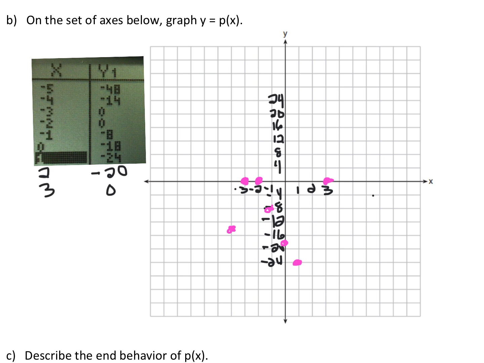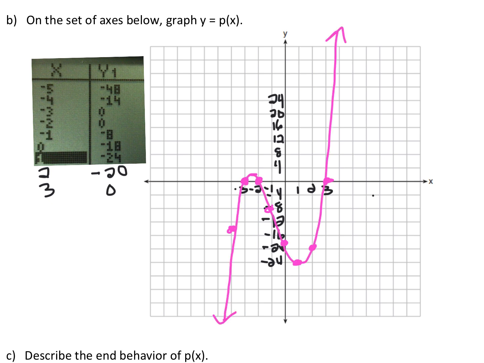And then at 4, we're at 42, which I can't fit on the graph, so I'm just going to plot these last couple points. Okay, so at 1, we're at negative 24. We just did that. At 2, we're at negative 20. So that's going to be right here. And at 3, we're at 0, which we just said. Okay, the announcements are coming on, so I'm just going to graph this and then stop. I'm just going to connect these and stop.